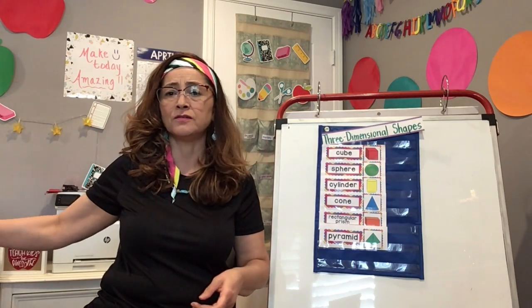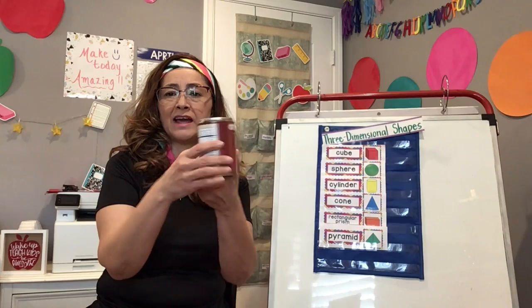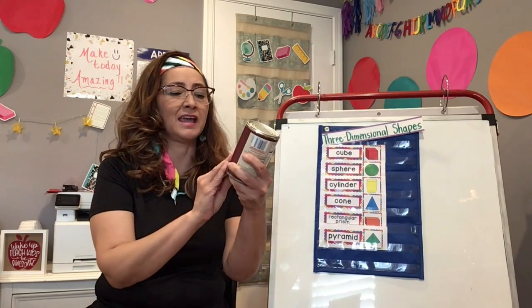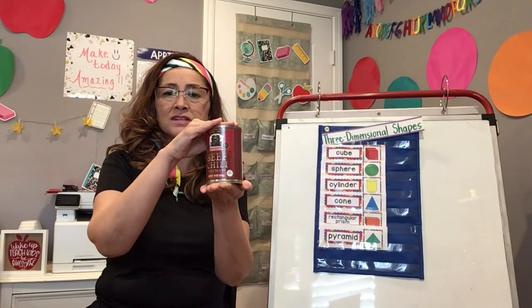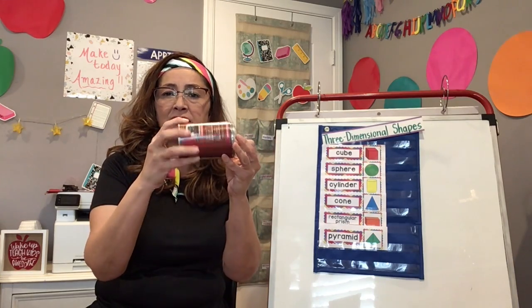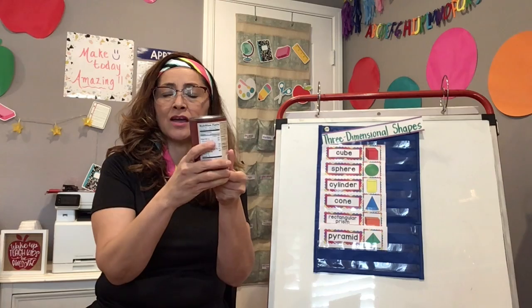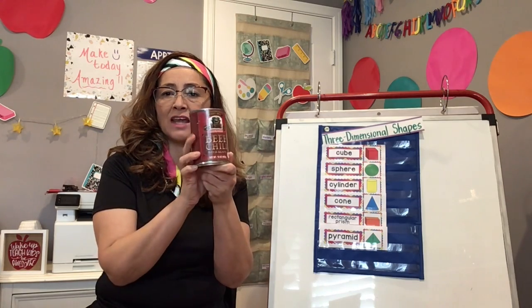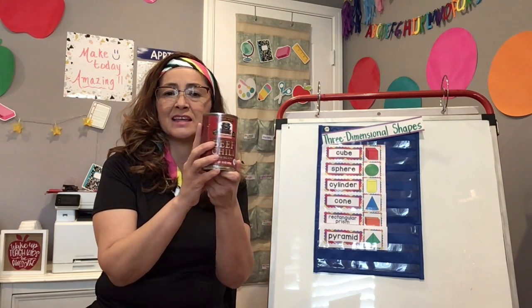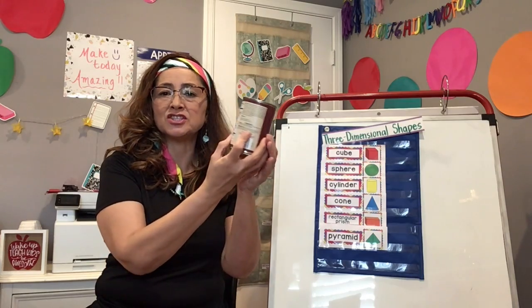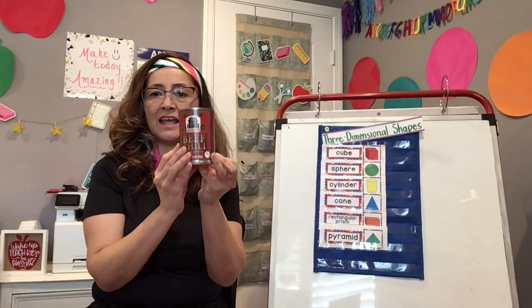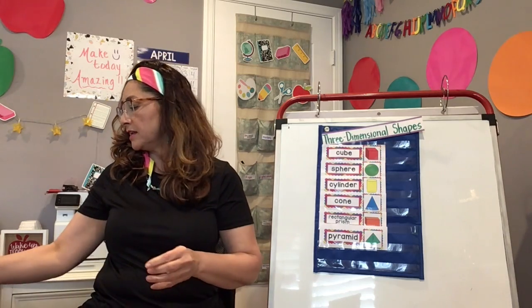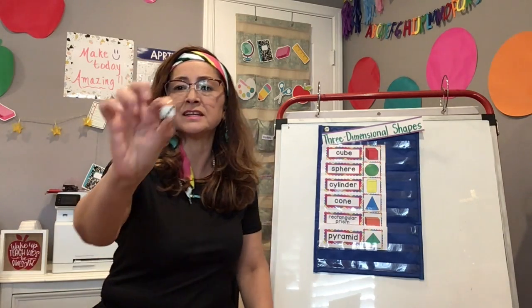Now, I also found this object in my house. This is a can of chili beans. So, boys and girls, this can is shaped like what 3D shape? Yes, that's right. It's shaped like a cylinder. Very good, a cylinder.